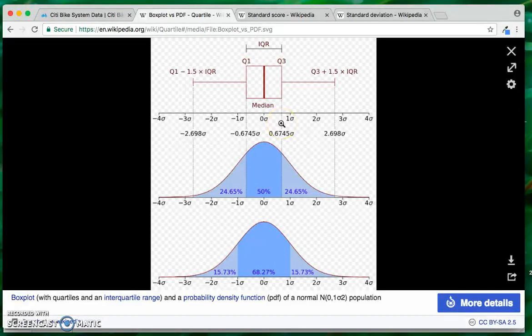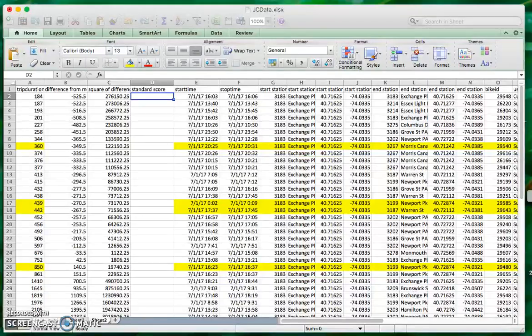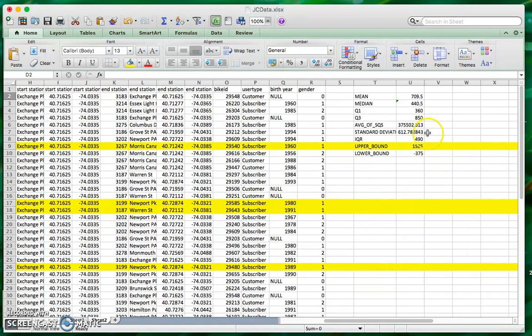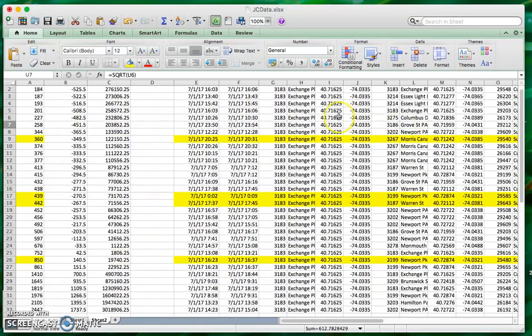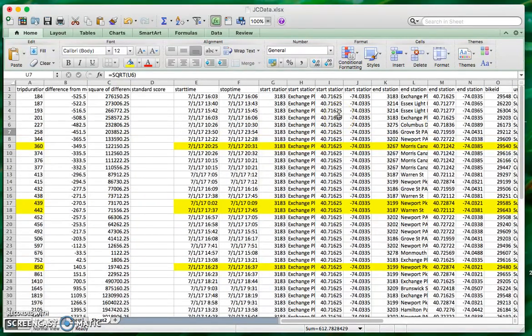There's one standard score for every value, and basically what you're doing is you're treating the standard deviation, which for us is that 600 something, 612, 613, as a unit, and you're saying how many of those units away from the mean is this particular value. So again, it's a pretty simple thing to calculate. Actually, we already have the difference from the mean, so we don't even have to do that. We already know the numerical value.